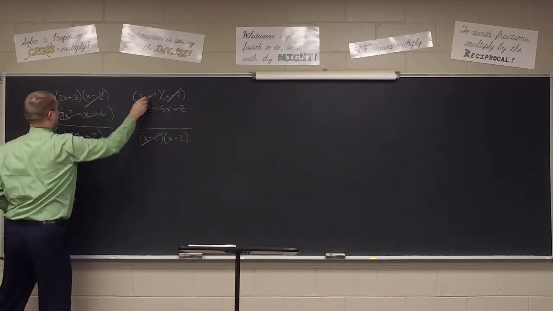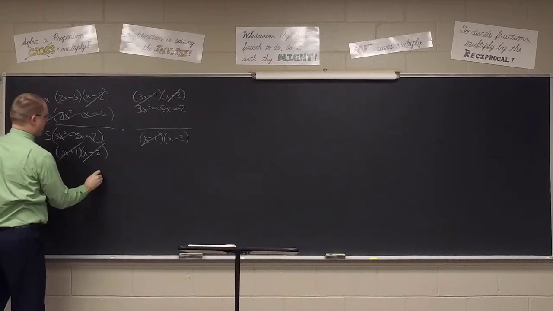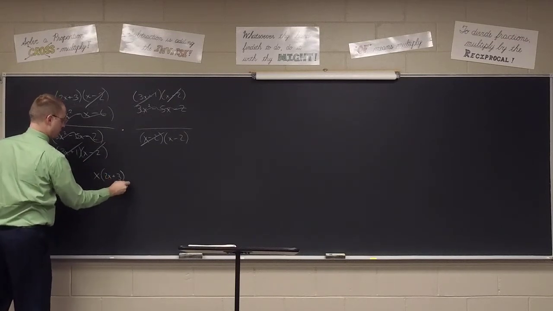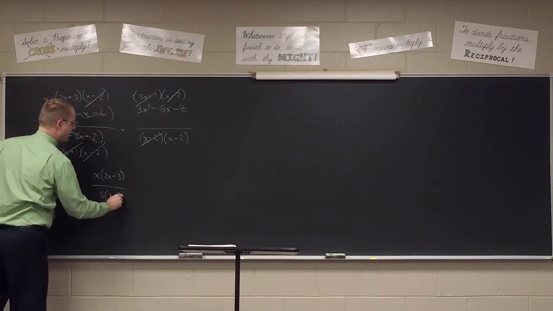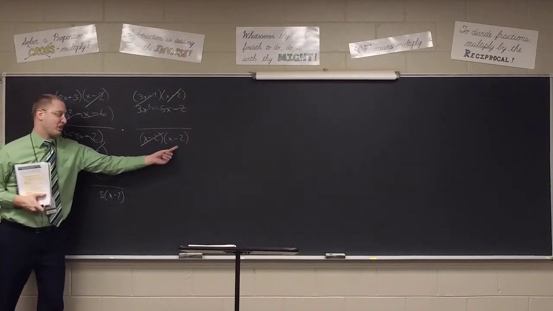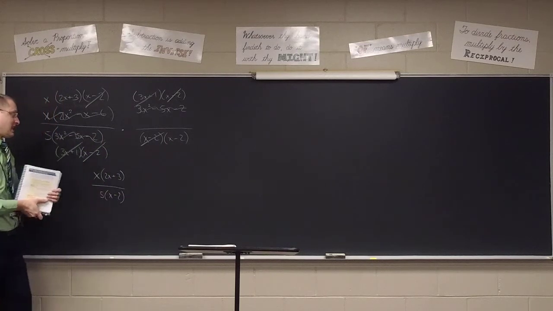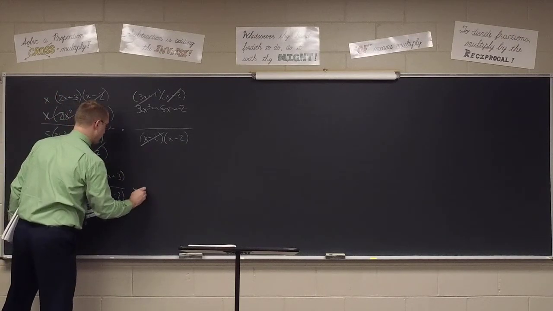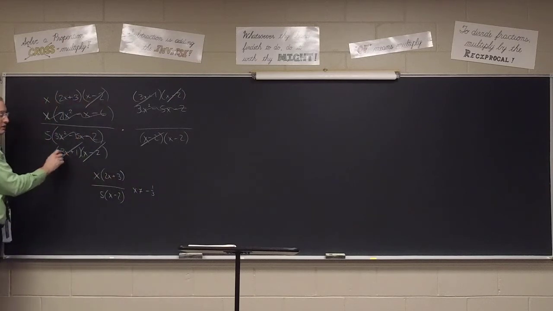The 3x plus 1's cancel, leaving us with 2x plus 3 over 5x negative 2. And we did cancel a couple of x negative 2's, didn't we? But there's still another x negative 2, so I don't have to say x can't be 2. I do need to specify x cannot be negative 1/3 because of 3x plus 1. So this is the answer we should have had on number 9.